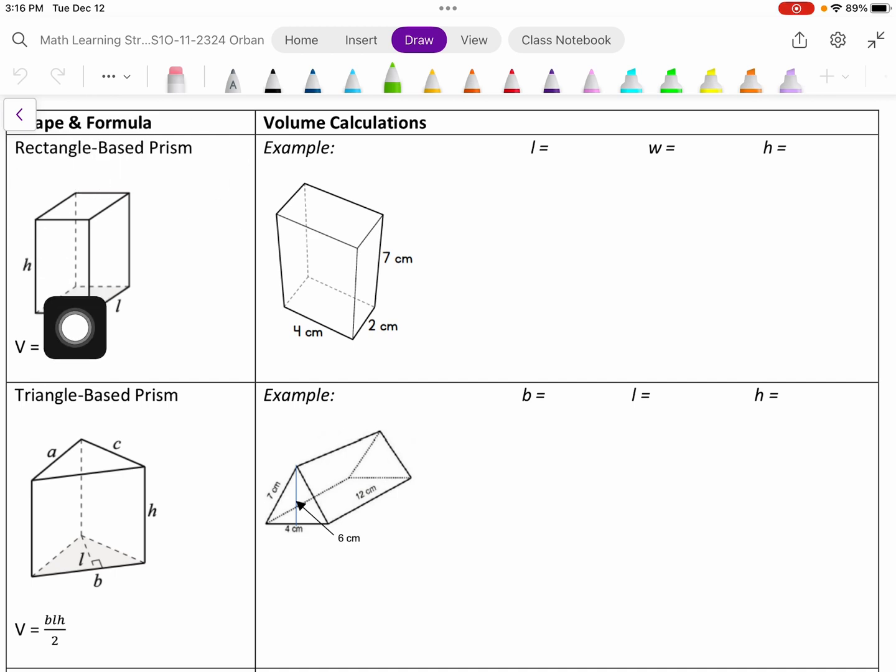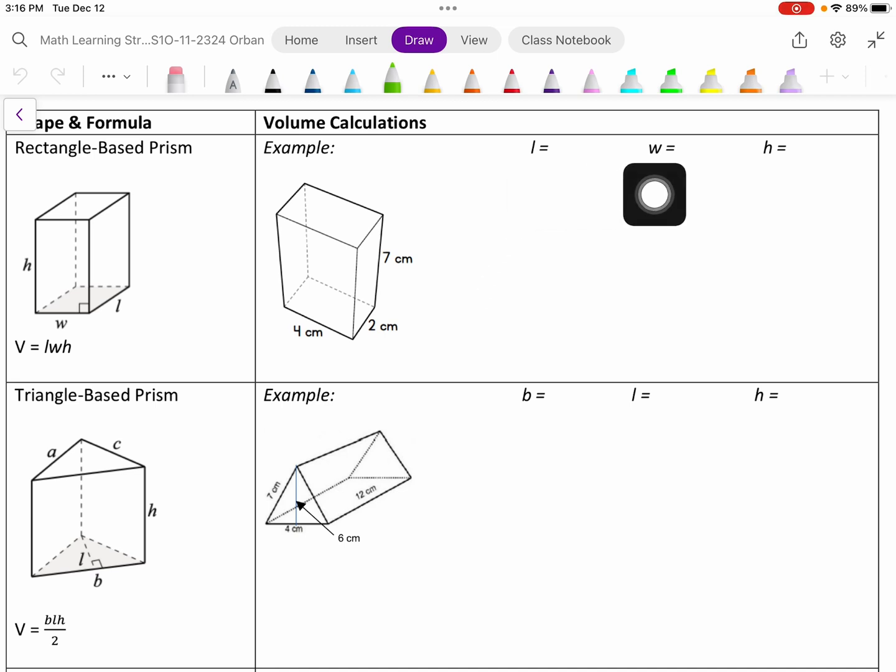So in this section of our table, you can see an example of the shape, and it shows the different dimensions that we're going to be using in our formula. So to calculate volume of a rectangular based prism, volume is equal to the length times the width times the height. So we have an example over here we're going to try.